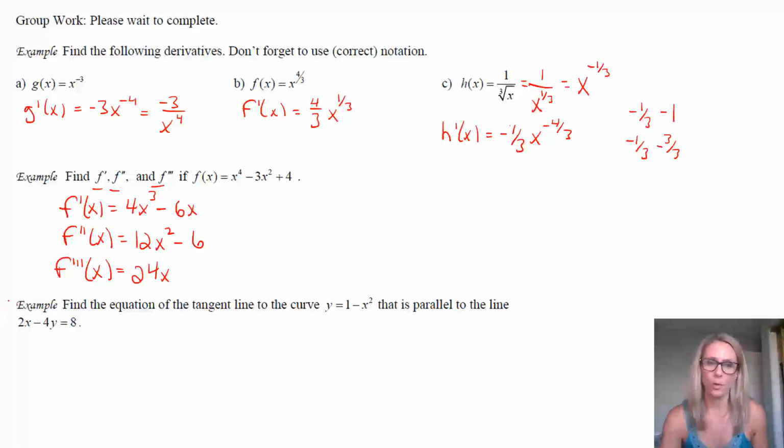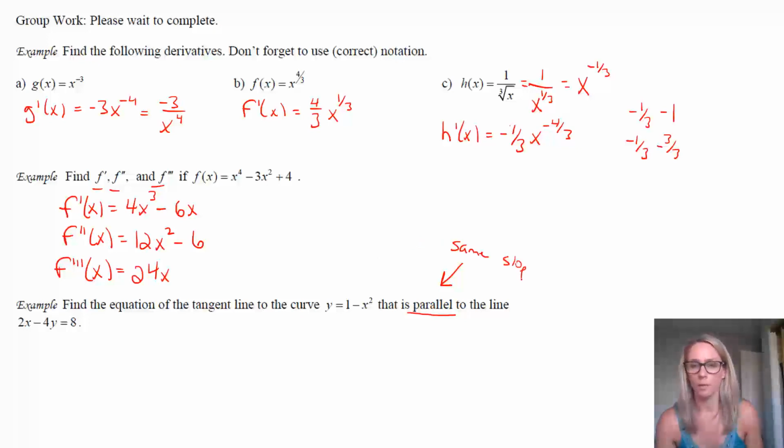At the bottom here, find the equation of the tangent line to the curve y equals 1 minus x squared that is parallel to the line 2x minus 4y equals 8. So in this case, you have to know what it means to be parallel. And for many people, they recognize that parallel lines have the same slope. So we want our line to have the same slope as this line.